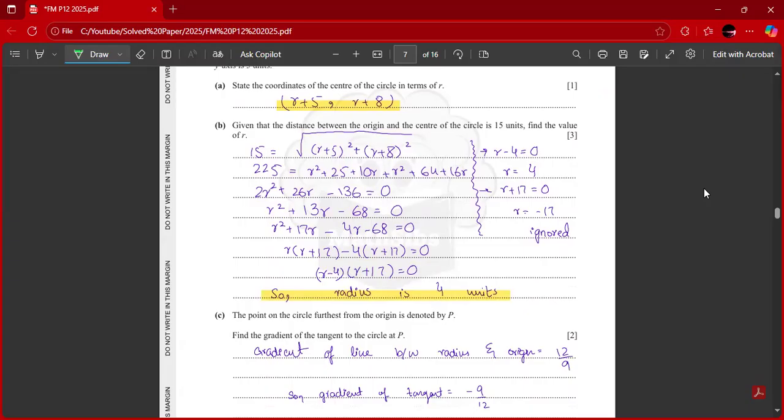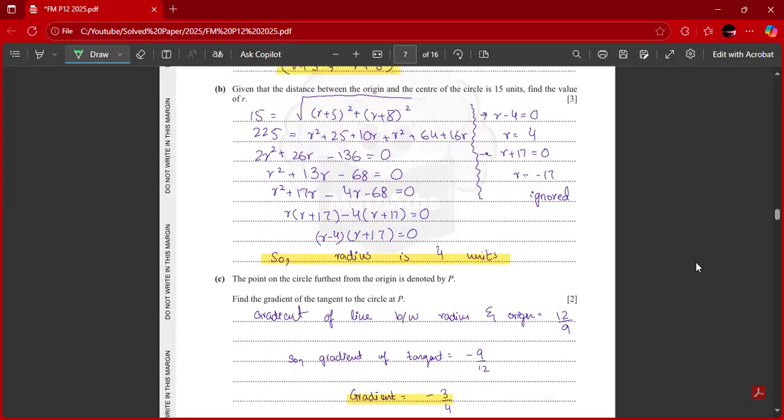Now we get two values. r minus 4 is equal to 0, that means that my r is 4. And r plus 17 is equal to 0, meaning my radius is negative 17. But wait a minute. Do we measure length in negative? No, we don't. That's why negative 17 is totally ignored. So our radius is 4 units.